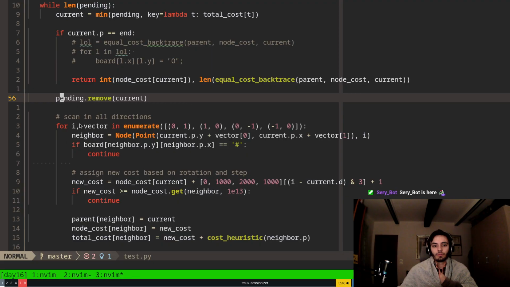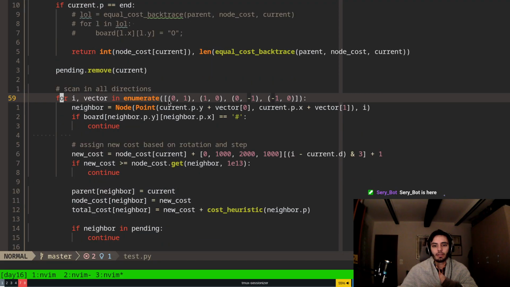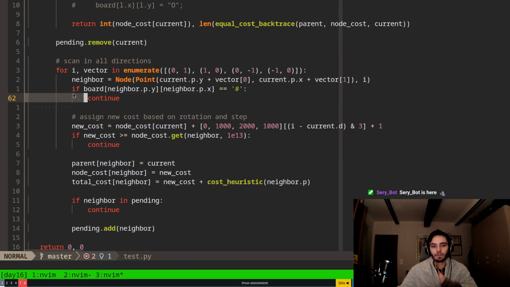Pending remove, scan in all direction. Okay, for i enumerate. Okay. Neighbor equals node point current plus current point plus vector i. If no board neighbor py px equal continue. Okay, if it's a wall, fuck off. New cost is current plus rotation and that.